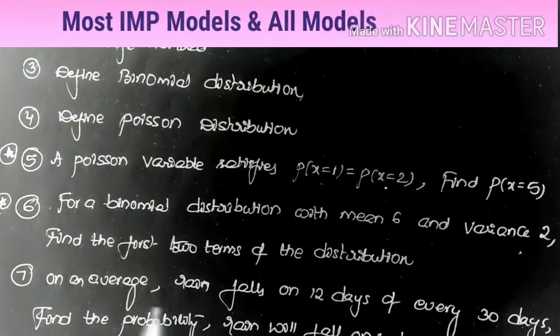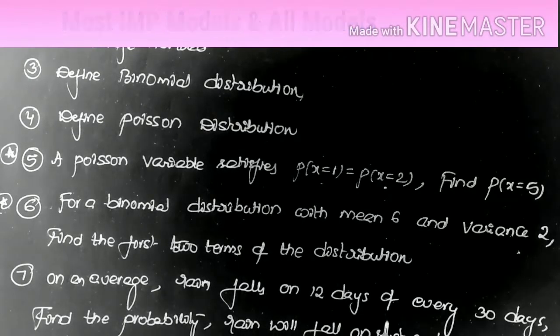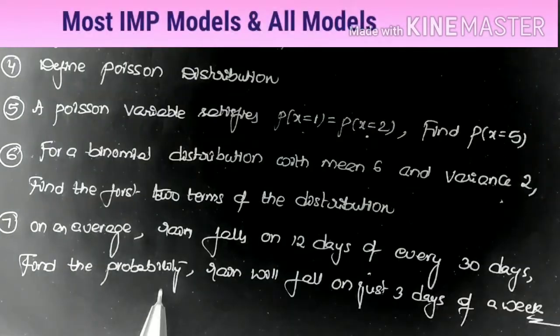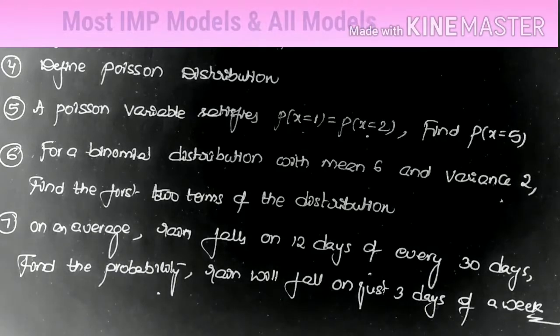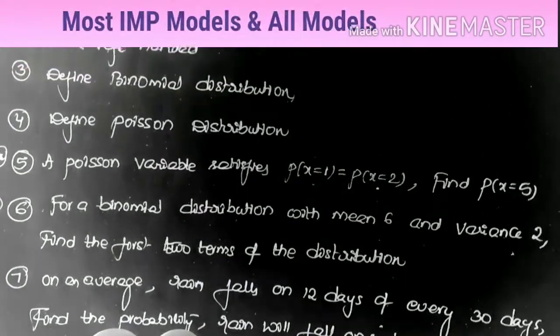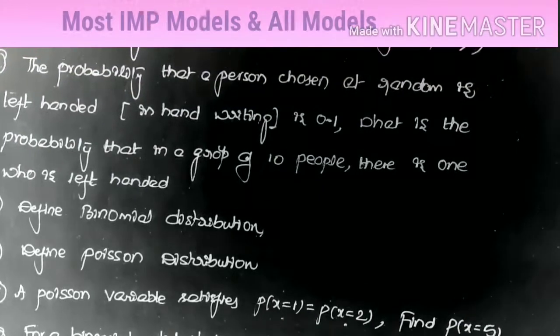Next one, on an average rain falls in 12 days of every 30 days. Then find the probability rain will fall on just 3 days of a week. These are the only expected problems from the random variables.